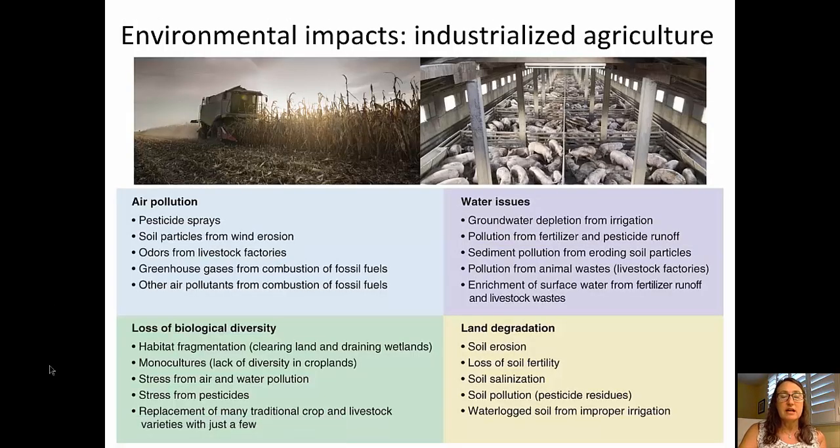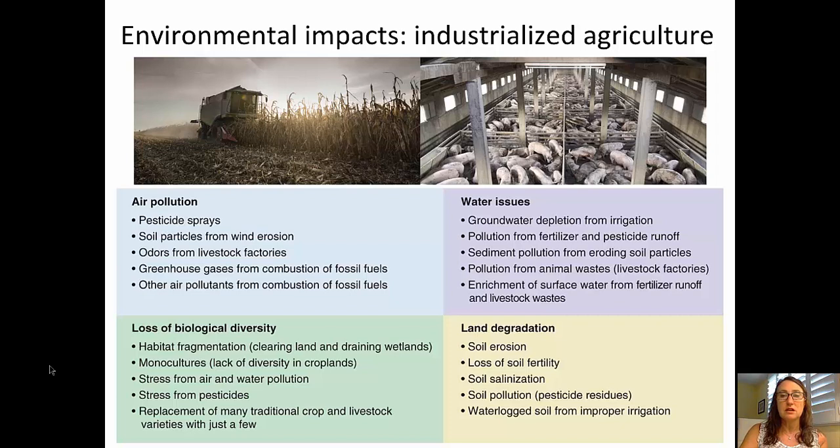Back to thinking about industrialized agriculture, there are definitely environmental impacts, and they fall into 4 different categories: land degradation, water issues, loss of biological diversity, and air pollution. We'll talk about each one individually. In terms of air pollution from industrialized agriculture, there is contamination of the air through pesticide spraying, whether it's airplane-based or ground-based, soil particles from wind erosion, odors from livestock factories, greenhouse gases from all that farm equipment that's burning fossil fuels, and other air pollutants from the combustion of fossil fuels.